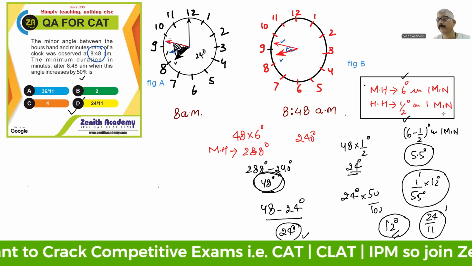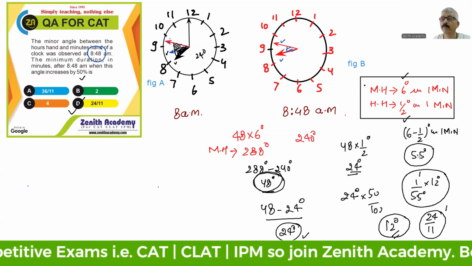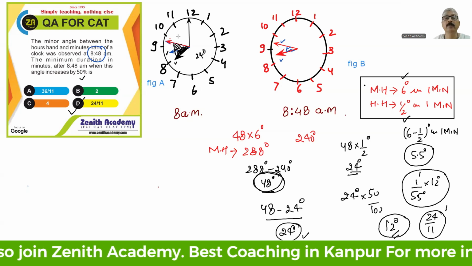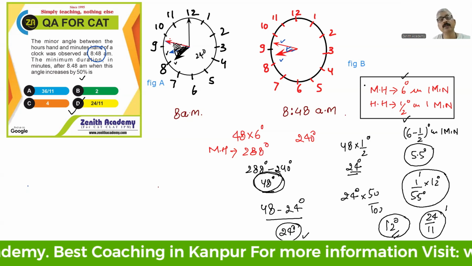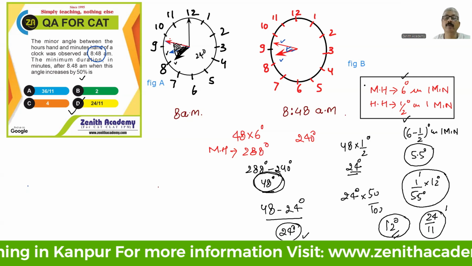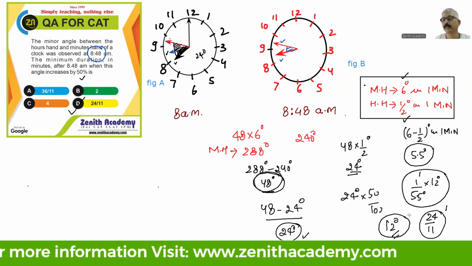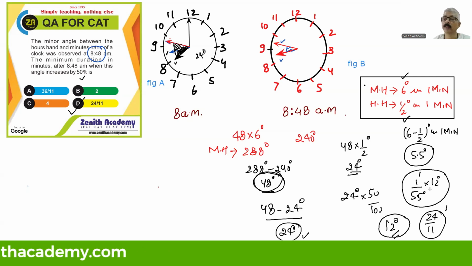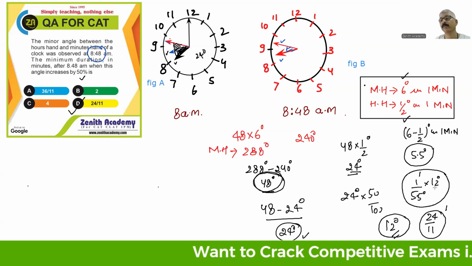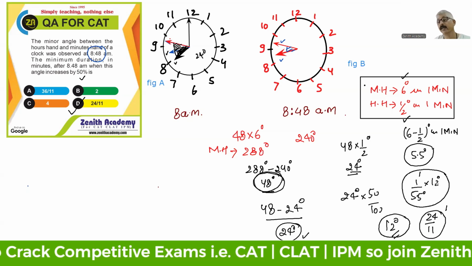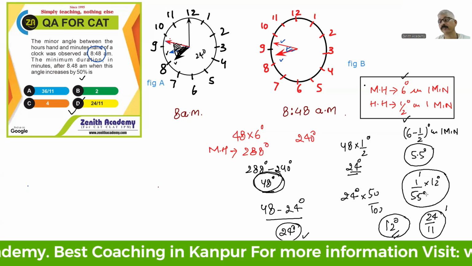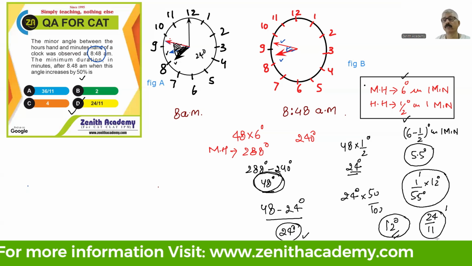So minute hand will gain 5.5 degree over our hand. Now both are moving in the same direction. Minute hand will continuously move away from our hand. So for 12 degree, very simple, 5.5 degree in 1 minute. So minute hand will gain 12 degree angle over our hand in 12 upon 5.5 minutes. Answer is 24 by 11 minutes.